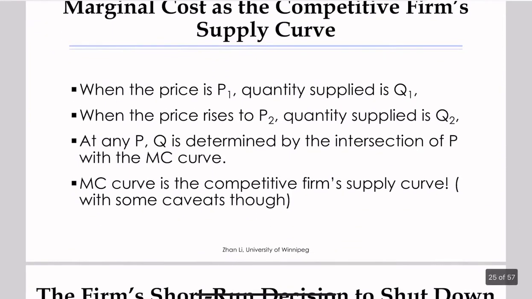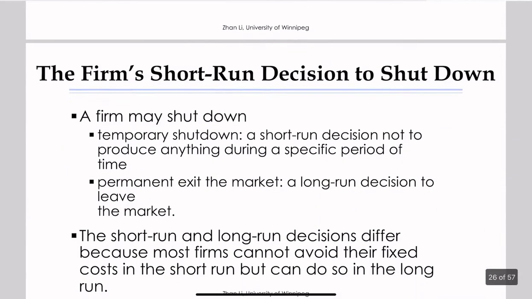Now, if you look at this lecture note, it says that with some caveats. So, roughly speaking, the marginal cost curve is a competitive firm's supply curve. However, this will only be correct under some conditions. The reason is that sometimes the firm will shut down. In this case, if the firm shuts down, then its quantity is always zero, right?